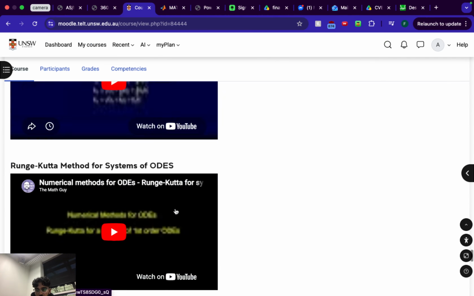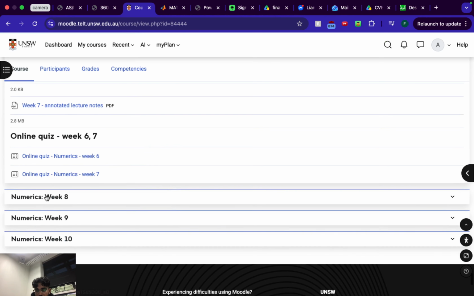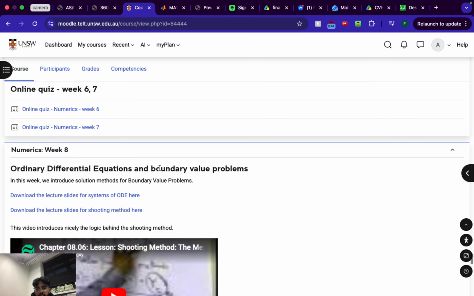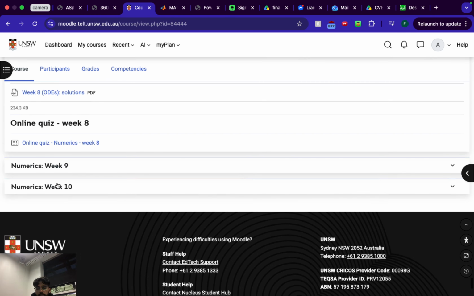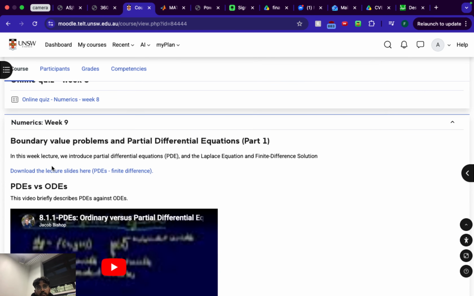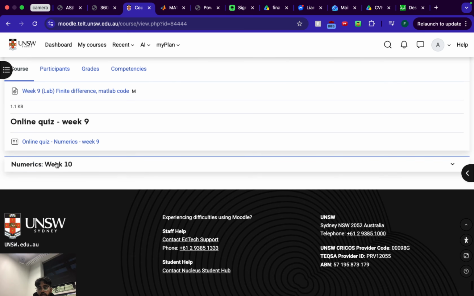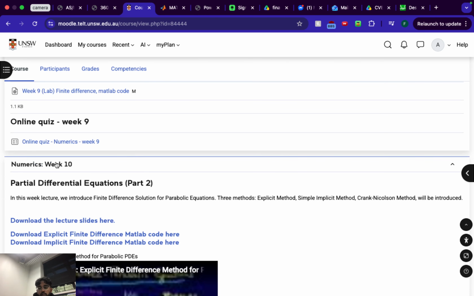After ODEs, you have week 8, which is ODE and boundary value problems. Boundary value problems are a bit confusing. Week 9 is when you have PDEs. You have ODEs, which are ordinary differential equations. PDEs are a bit different. With PDEs, we're looking at partial differential equations. That continues into week 10 as well, so there's part 1 and part 2.